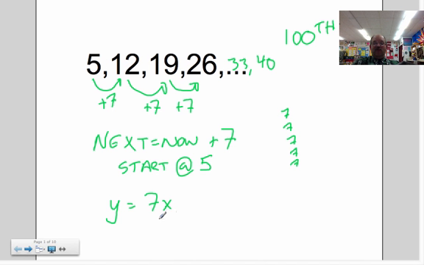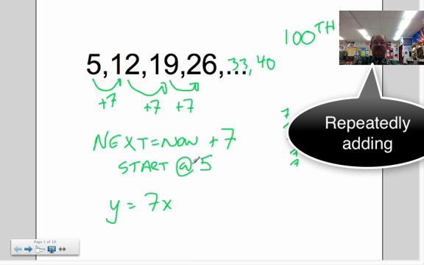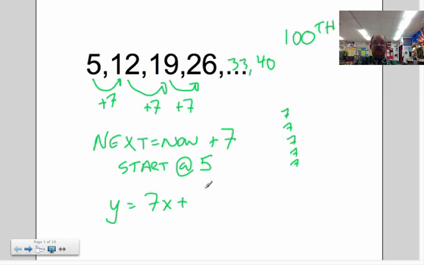And what are we repeatedly adding 7 to? Well, we're repeatedly adding 7 to 5. So we've got ourselves an explicit formula.